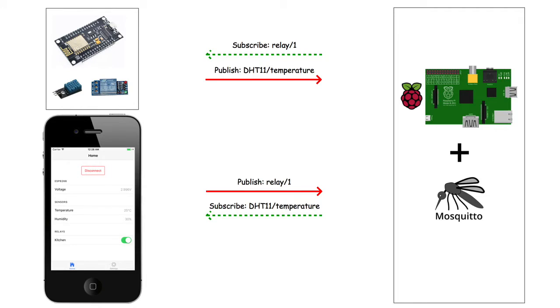Hi everyone, today I'm going to show you how to control light and read temperature sensor with Ionic 2 framework. All links to the source code will be available in the description below this video. There is the architecture overview.